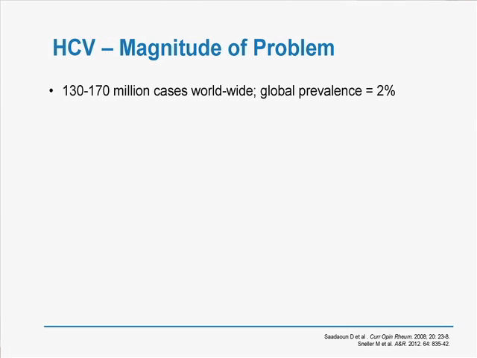This is an incredibly common virus. 130 to 170 million cases worldwide. Global prevalence, 2% of all people walking this earth have hepatitis C. And not all of those people will develop cryos. The figures vary from about 40 to 60%.